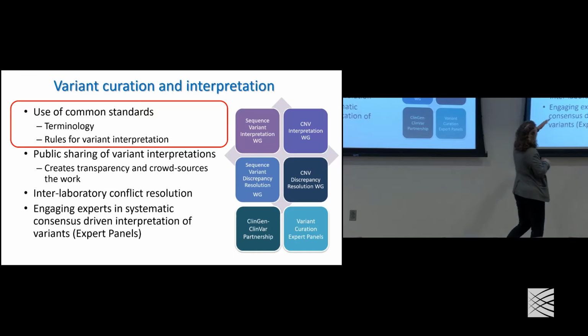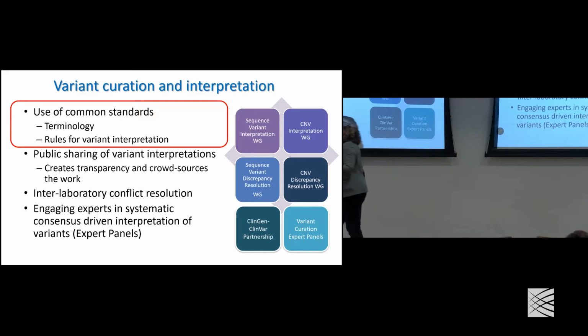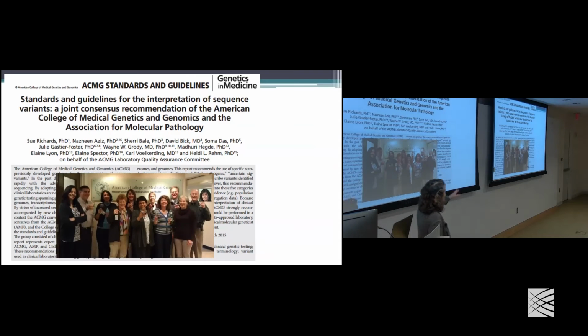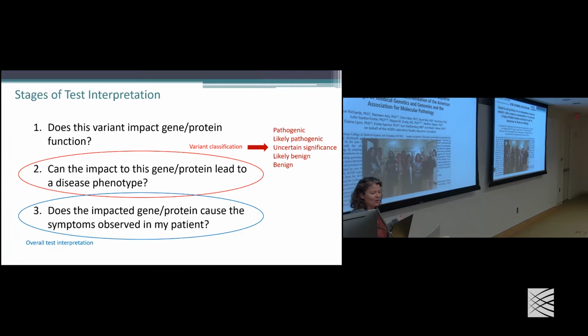So we put out standards, and those first standards that have been really more rigorous came from work we did with the American College of Medical Genetics and the Association for Molecular Pathology. That guideline came out in 2015. Here's our group drinking wine, because it was really stressful to develop these guidances. It took us a while, but we eventually came out with a framework.